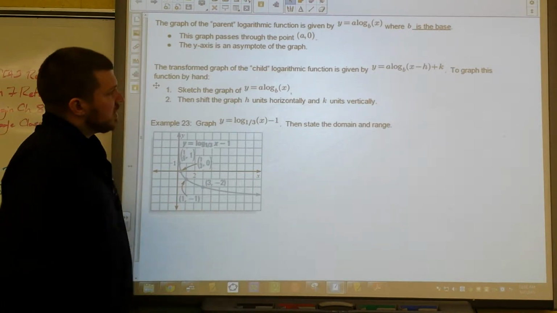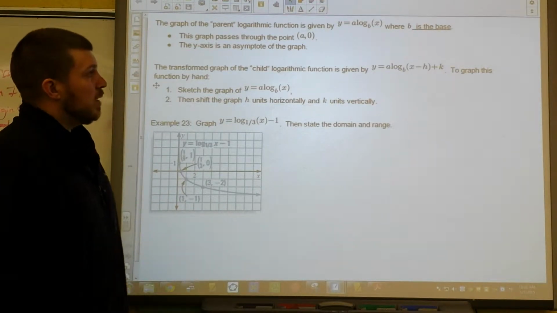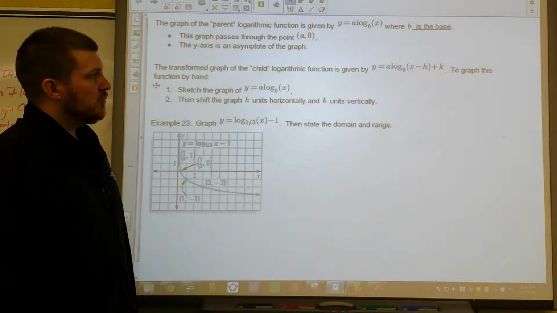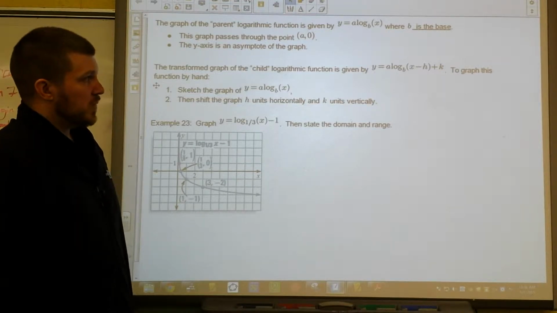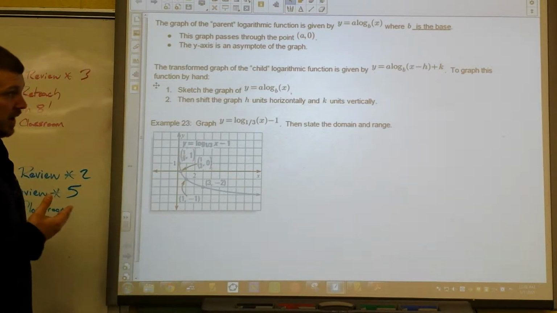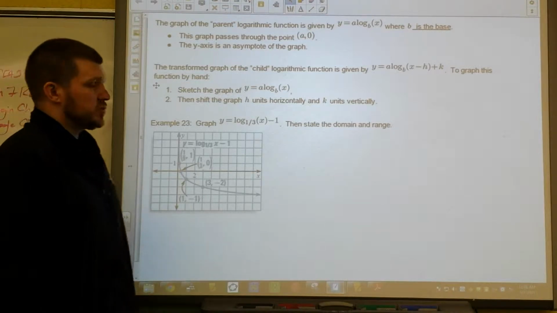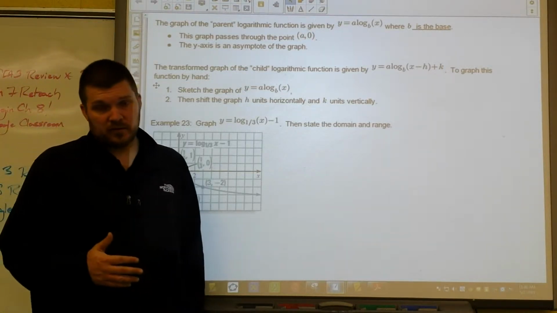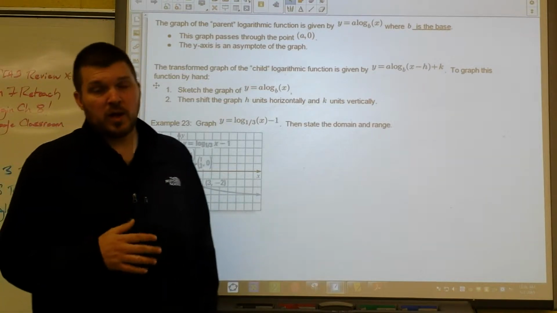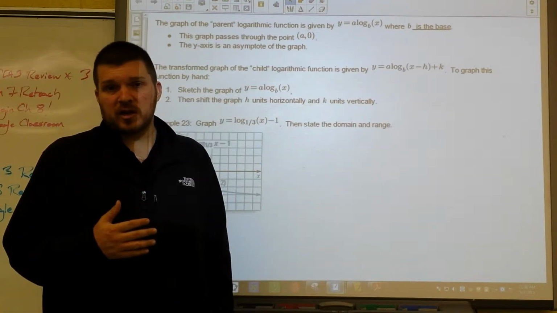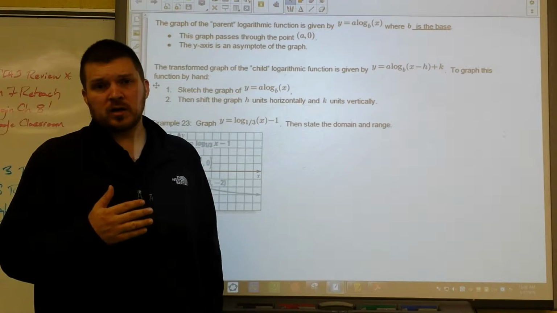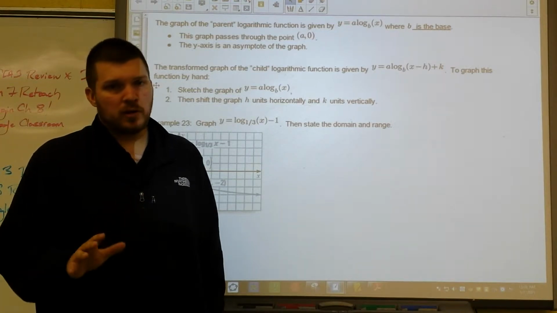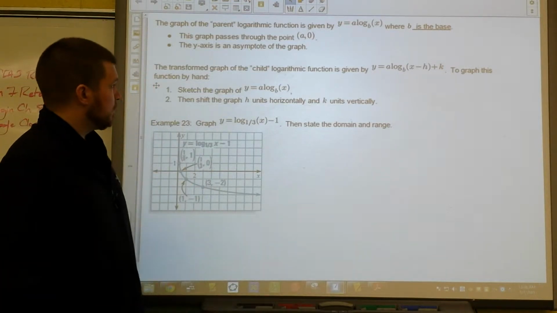So the graph of the parent logarithmic function is given by y equals a times log base b of x, where b is the base. This parent function for the logs is always going to pass through the point a comma 0, and the y-axis is an asymptote of the graph. Now remember, like what we talked about in the last video, an asymptote is just an imaginary line that the graph gets really, really close to, but never, ever, no matter what, is going to touch.